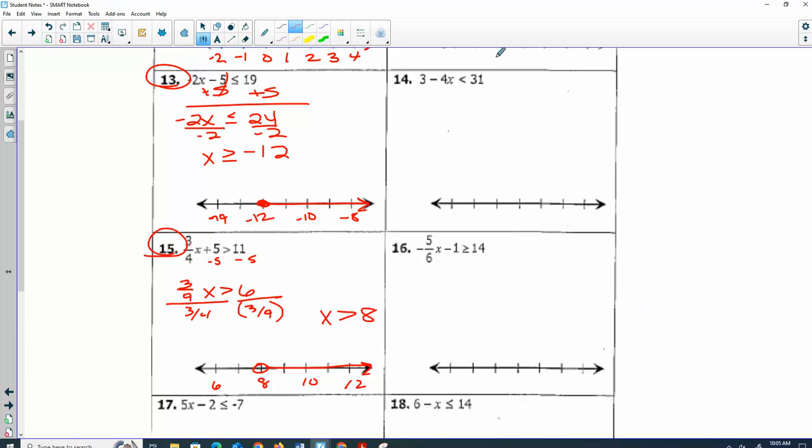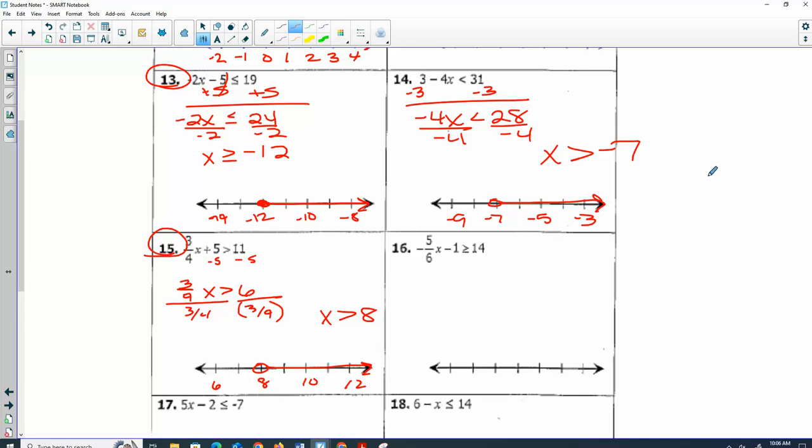All right, one final problem. Let's look at 14. What's the first step here? Plus 33. So negative 4x is less than 28. When you divide by a negative 4, what happens? You flip the inequality. So x is greater than negative 7. So you need a negative 7 somewhere. Greater than, so open circle going to the right.